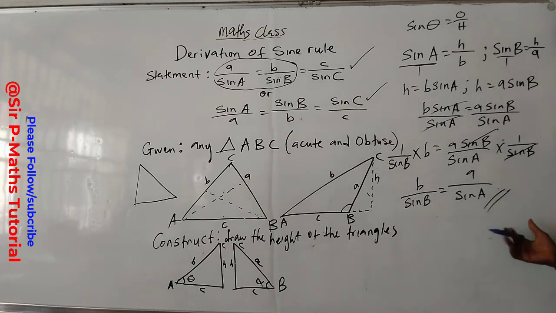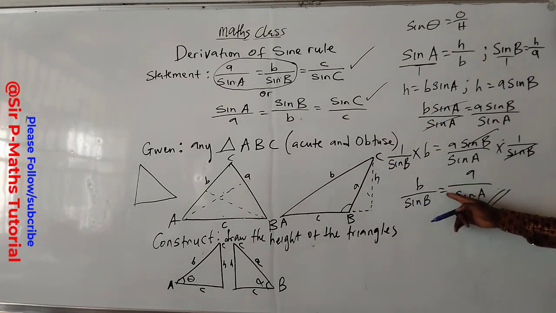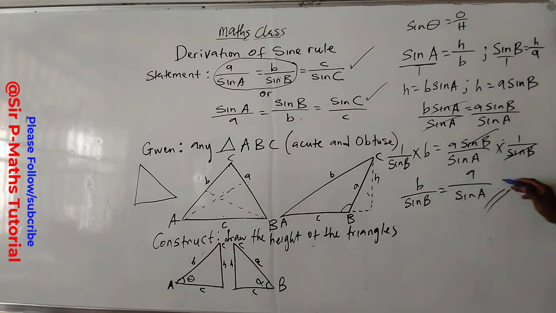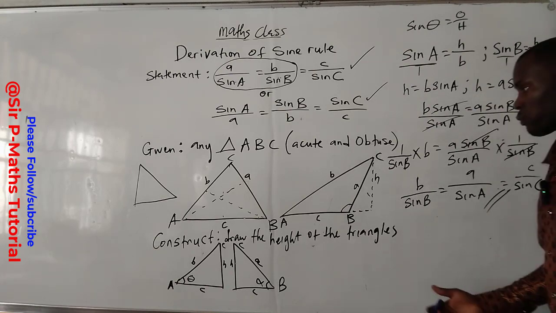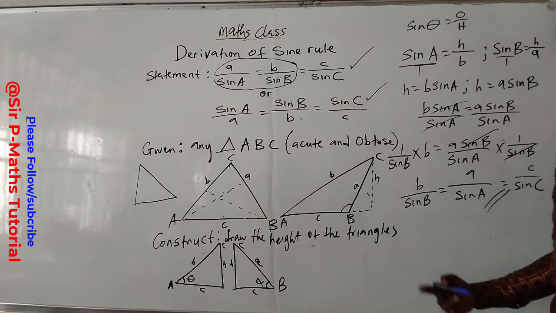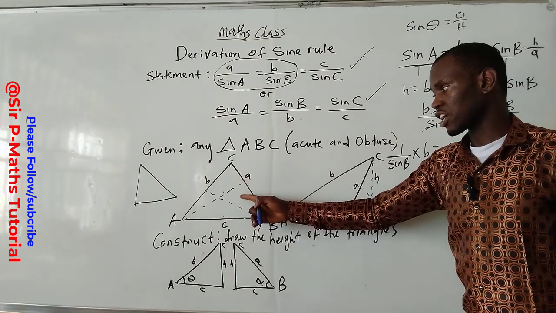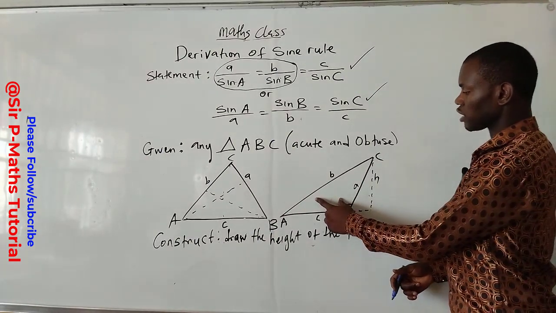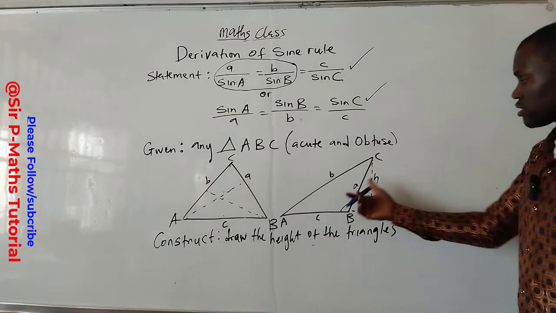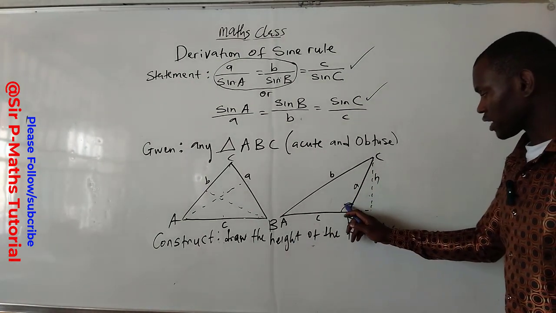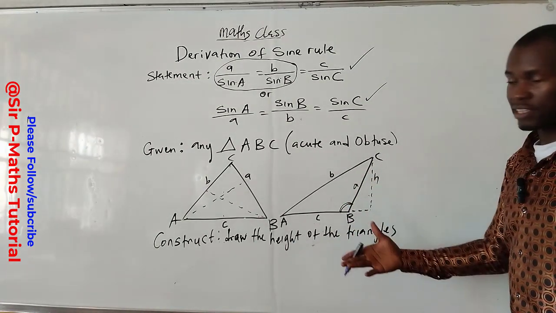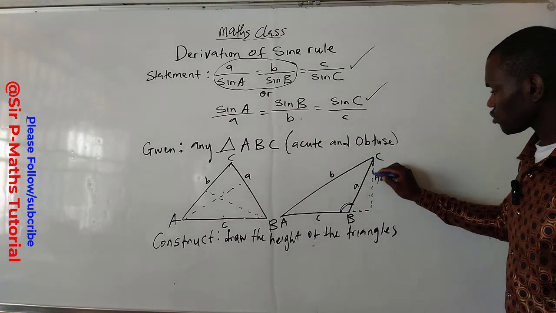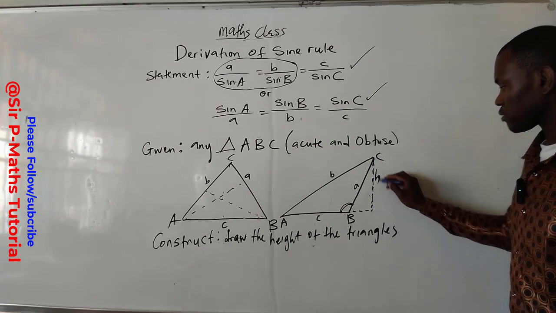So we have been able to show that b over sine b is equal to a over sine a, which in turn equals c over sine c. Okay, so we have been able to prove that. We are going to be considering the obtuse angled triangle also. We have just considered the acute angled triangle. Let's use the obtuse angled triangle and solve. Remember, this is obtuse because one angle inside this triangle is bigger than 90 degrees, and we have produced the height at this point. So here is my h.